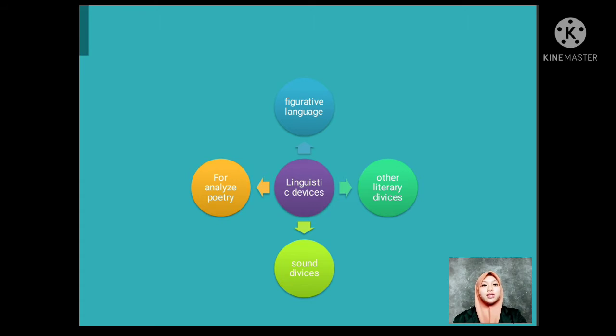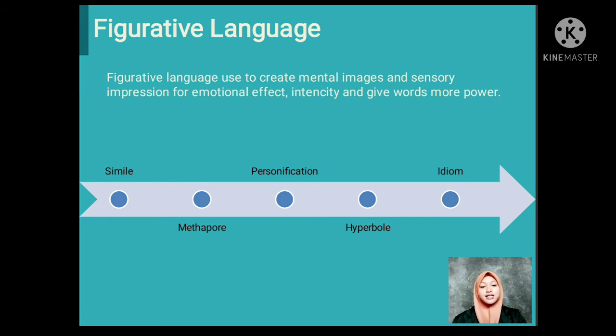Here are some linguistic devices that are important for us to know, such as figurative language, sound devices, other literary devices, and some used to analyze poetry. The first is figurative language. Figurative language is used to create mental images and sensory impressions for emotional effect, intensity, and to give words more power.